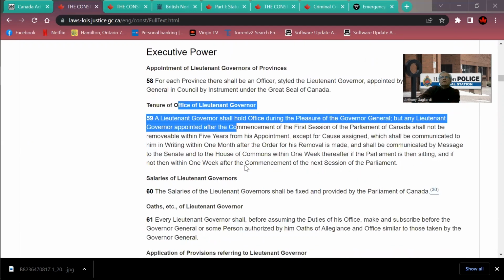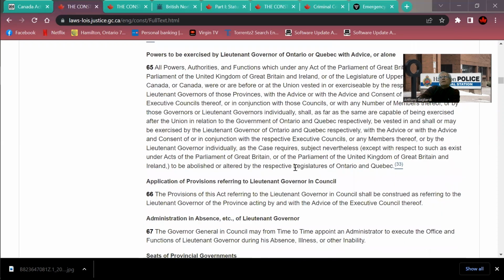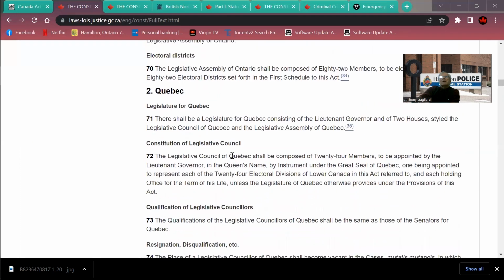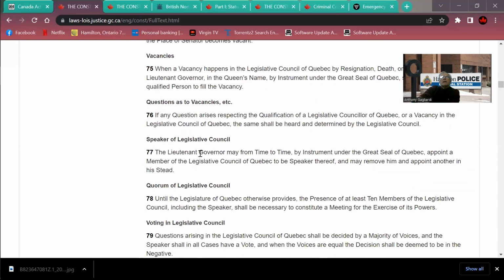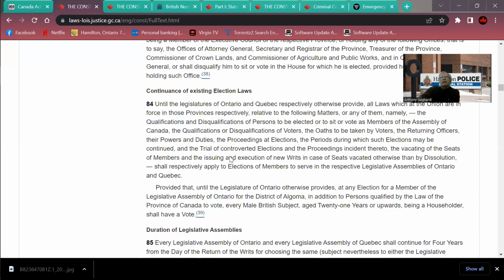So it talks about the tenure of the Lieutenant Governor, salaries of the Lieutenant Governor, etc. And then it goes about Quebec. And then the legislative power for Ontario, there shall be a legislature for Ontario consisting of the Lieutenant Governor and one house styled the Legislative Assembly of Ontario. You can see how this engineering drawing of a political map defines everything about us, or about them, nothing about us. Here we go, talking about electoral districts, 82 members for Ontario, etc. Then it goes for Quebec. And it just keeps talking about the different jurisdictions under Canada.